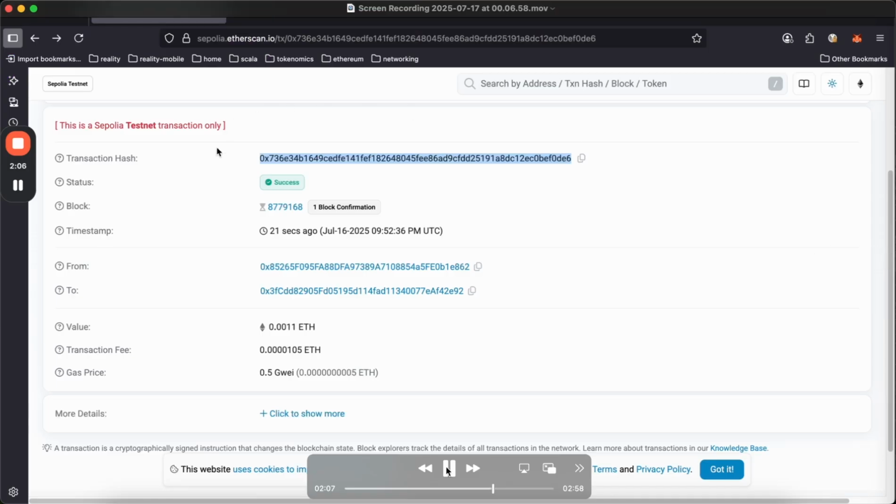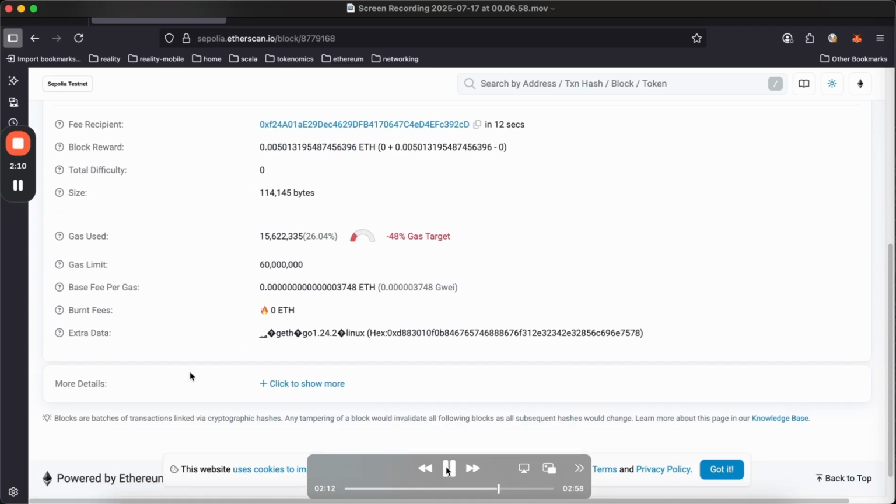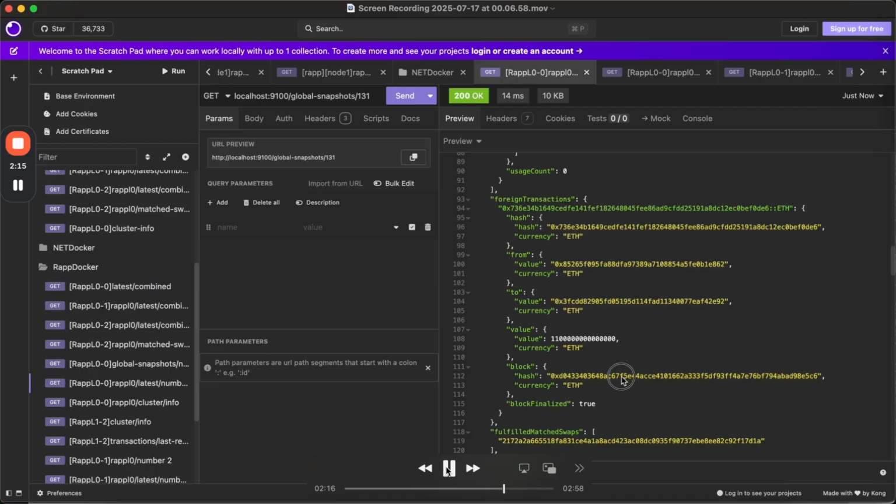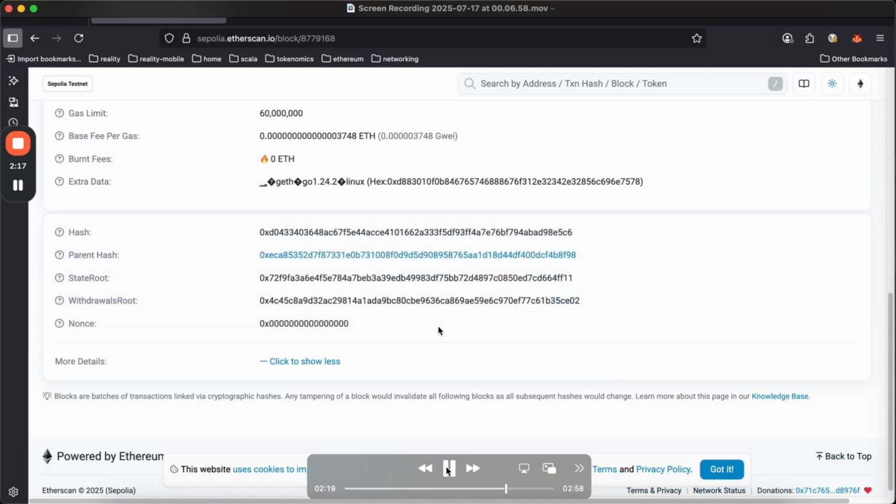All right, now we're showing how the hash matches. If you look closely, the transaction hash from Etherscan matches the exact same block shown in the Ethereum rApp cluster, proving that the transaction was finalized and verified on chain.